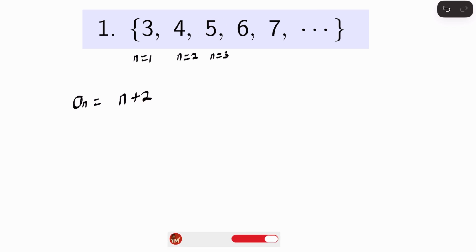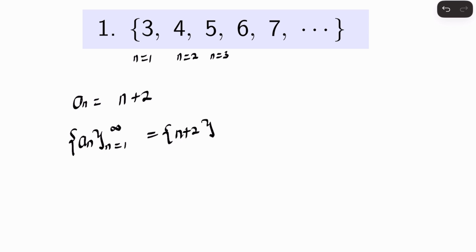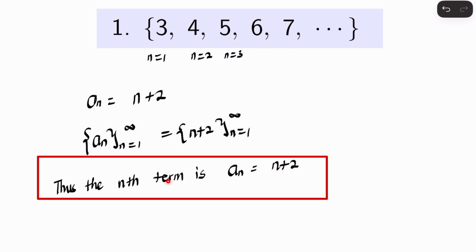So that's correct. And so the sequence will be giving us a_n starting from 1 to infinity. And this is equal to n plus 2, n starting from 1 to infinity. Thus, the nth term is a_n is equal to n plus 2.